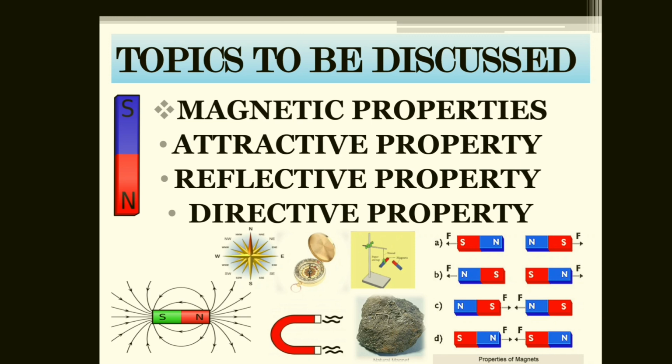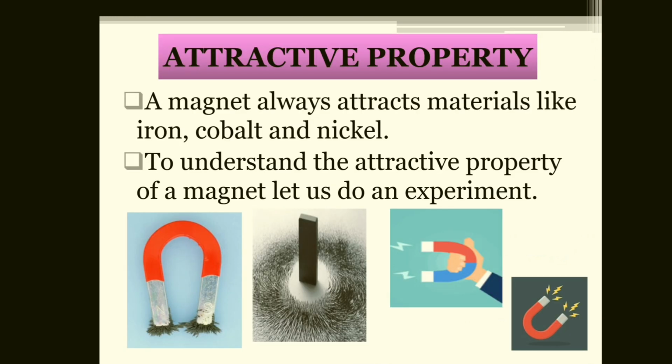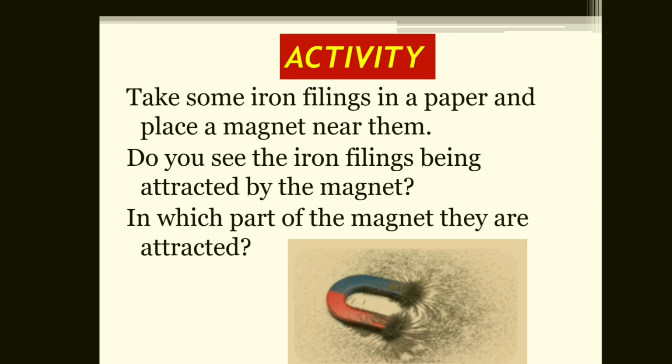Let us discuss the attractive property. Attractive property: a magnet always attracts materials like iron, cobalt, and nickel. To understand the attractive property of a magnet, let us do an experiment. Take some iron filings in a paper and place a magnet near them. Do you see the iron filings being attracted by the magnet? In which part of the magnet are they attracted?